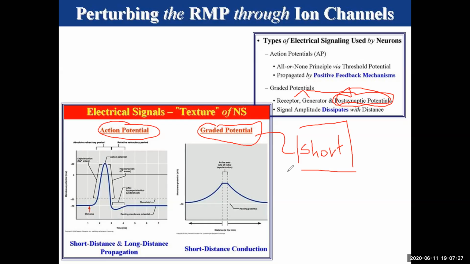So that postsynaptic potential, once being generated, needs to get to that axon hillock. The problem is, the farther away it is located from the axon hillock, its chance of getting to the axon hillock diminishes proportionally to the distance between the location of the dendrite and the axon hillock. So because of that, graded potentials are only for short distance communication. Now, your book used the word conduction.